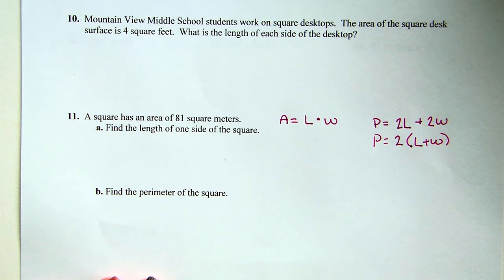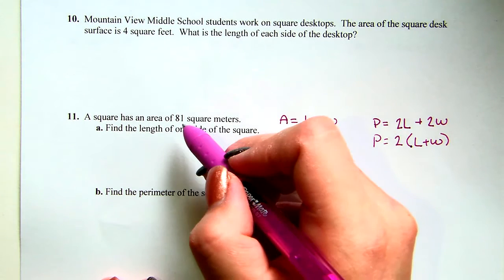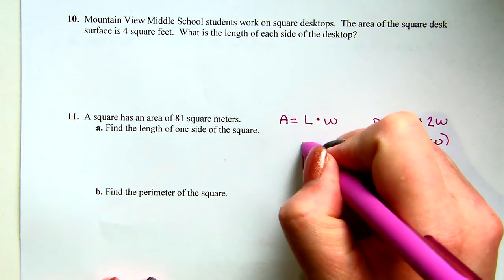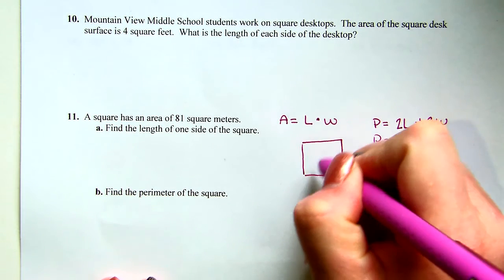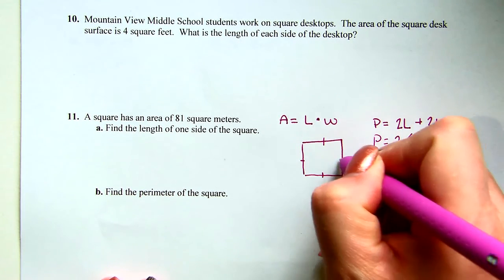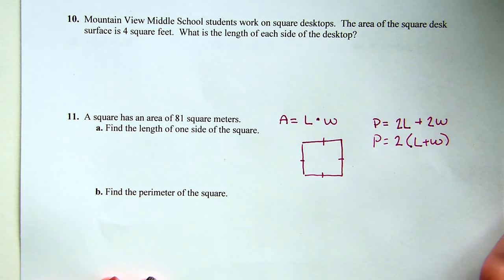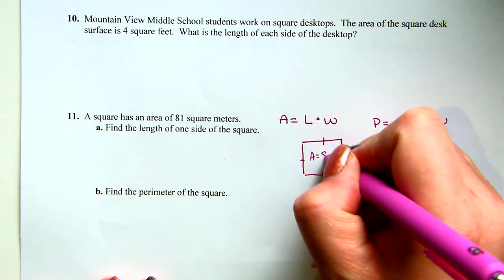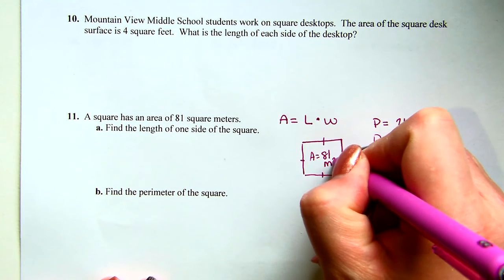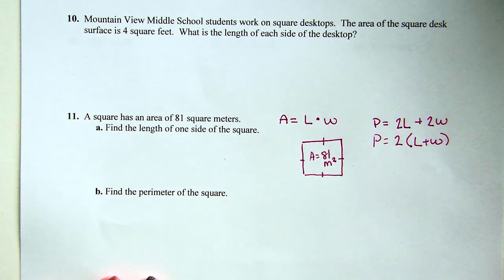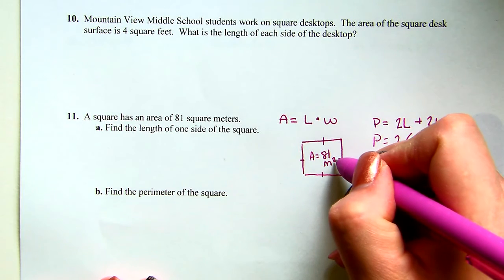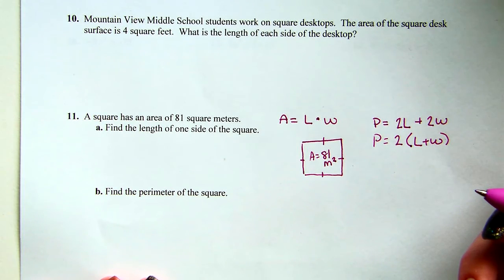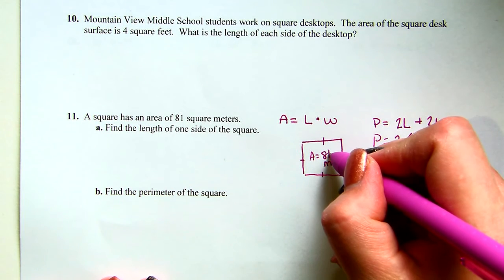So once again, it says a square has 81 square meters. So I'm going to draw a square. And remember, a square has 4 equal sides. We'll just imagine that that's a square. And its total area is 81 meters squared. M is for meters, and I'm putting the square instead of having to write square meters. Now, we know that our area is 81. So I'm going to put 81 in place of A.